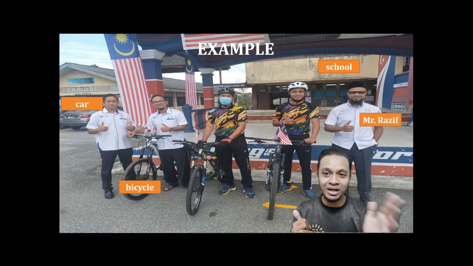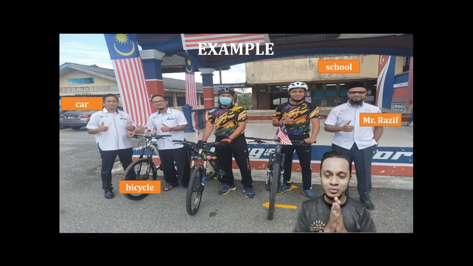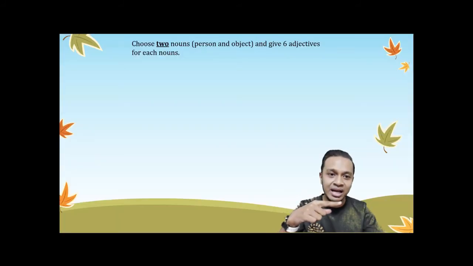And then the last one, Mr. Razif or Cikgu Razif. When we see Cikgu Razif, what can we describe about Cikgu Razif? We can say a handsome teacher. What else? A strong teacher. A muscular. What is muscular? Berotot. Those are adjectives. Now we move on to the next slide.